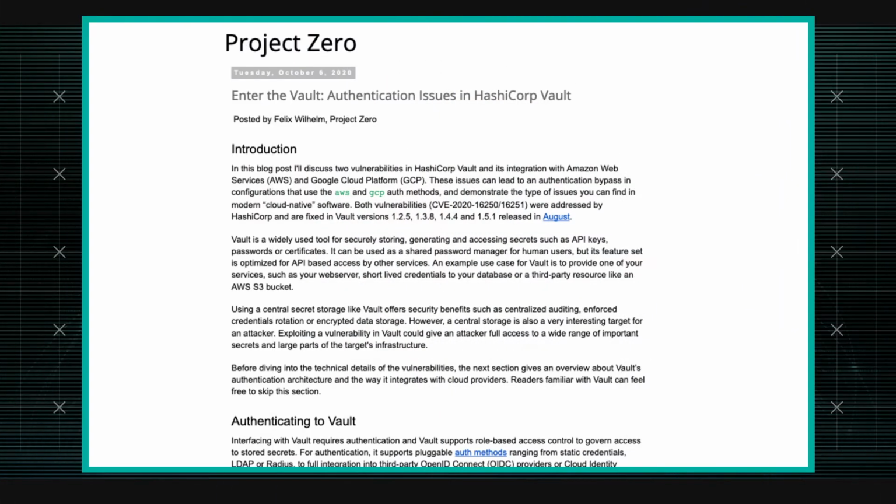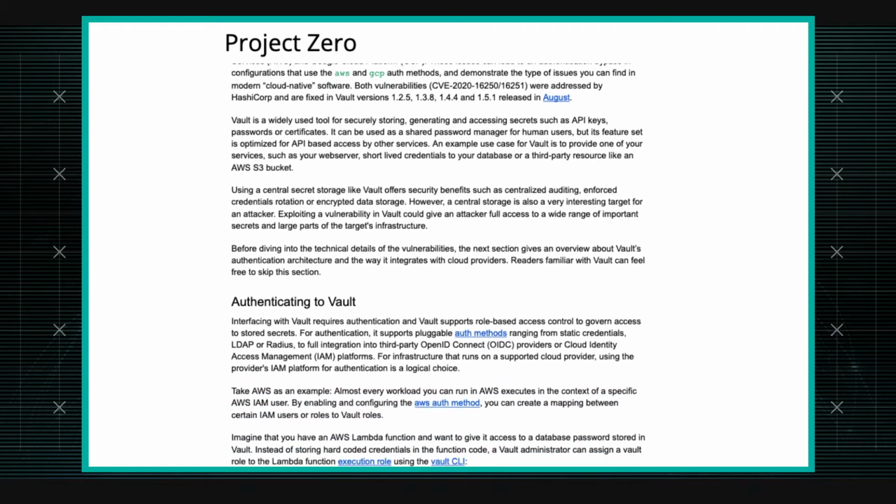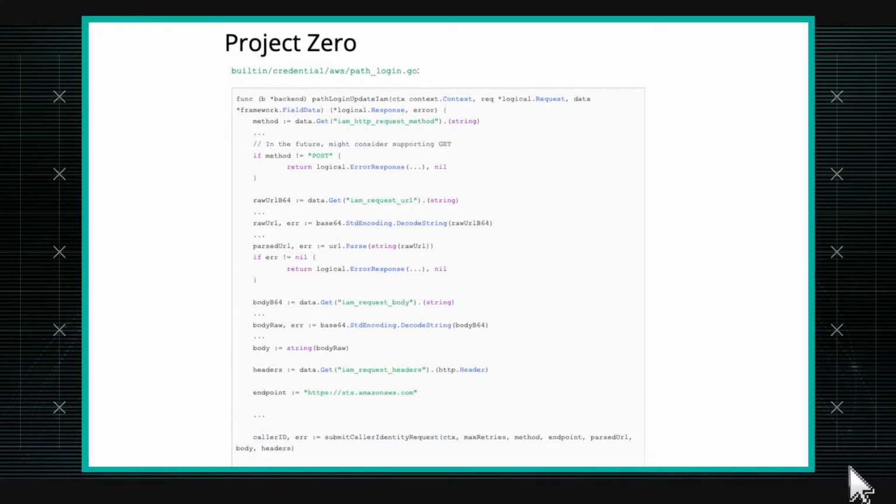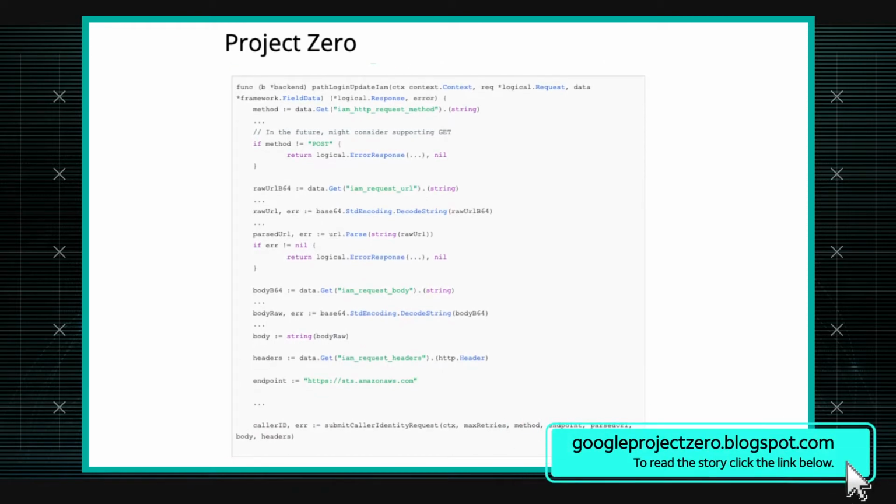So Mike, this story you got for us next is about a pair of authentication vulnerabilities in HashiCorp Vault? Yeah, this one comes from Project Zero, which are the security researchers at Google that focus on 0 days. In this post, they're looking at HashiCorp Vault, a password manager at its core, but you can also use it for creating short-lived credentials. And specific to this story, it integrates with these public cloud providers.